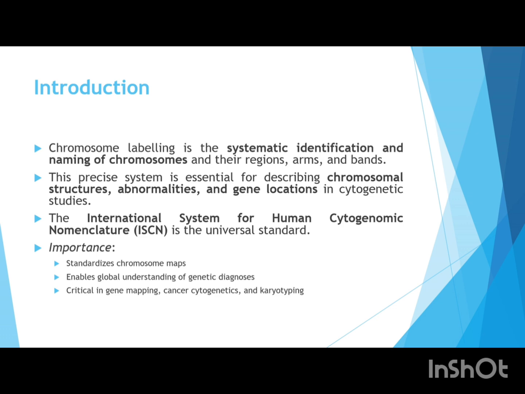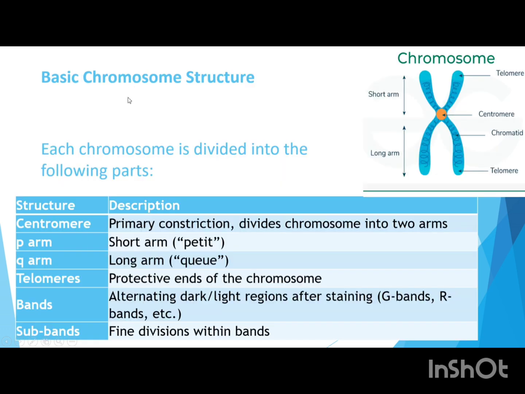Now, what is its importance? It gives standardized chromosome maps. It enables global understanding of genetic diagnosis because the normal human chromosome banding patterns have been given. Now when we compare it with the patient's sample, we can identify whether there is any genetic disorder or not. It gives critical mapping. It helps in analyzing cancer cytogenetics as well as in karyotyping.